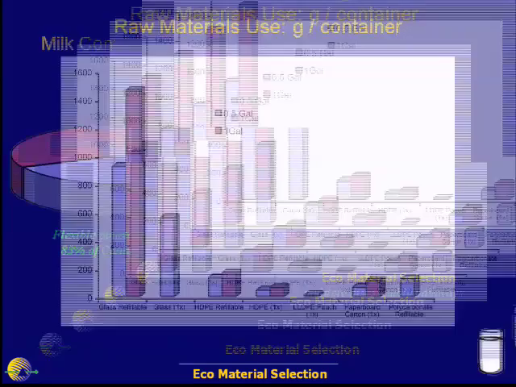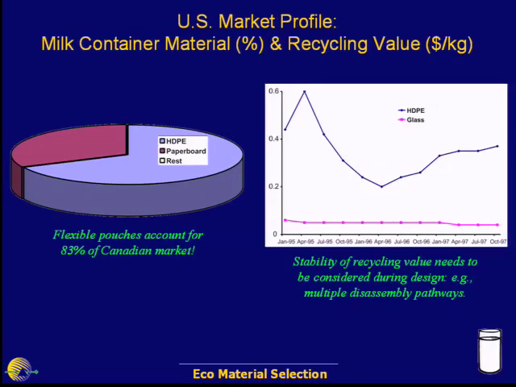Just to give you a sense of the market here, this is milk container material. On the left-hand side, this is the percentage of the United States market. You see somewhere around 60% high-density polyethylene with a balance made up of paper containers. Okay. And it's hard to talk about this without talking about the end-of-life system.